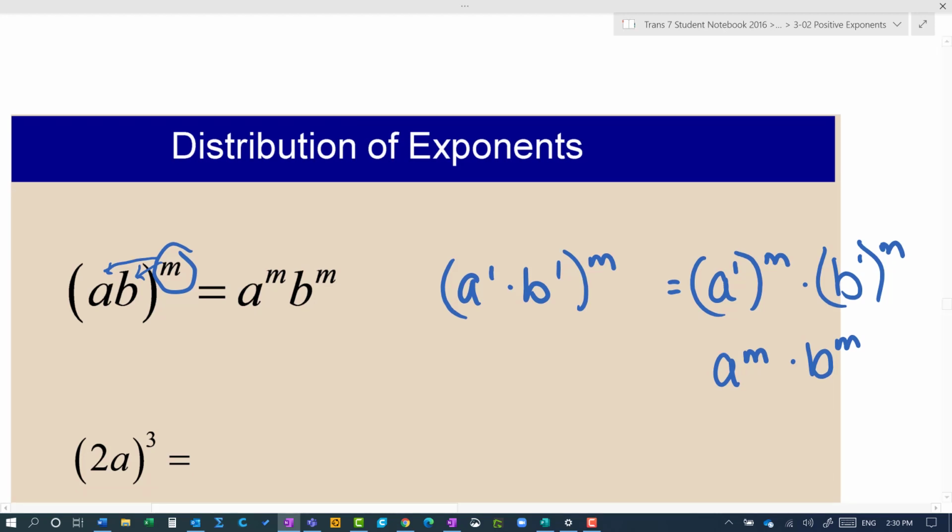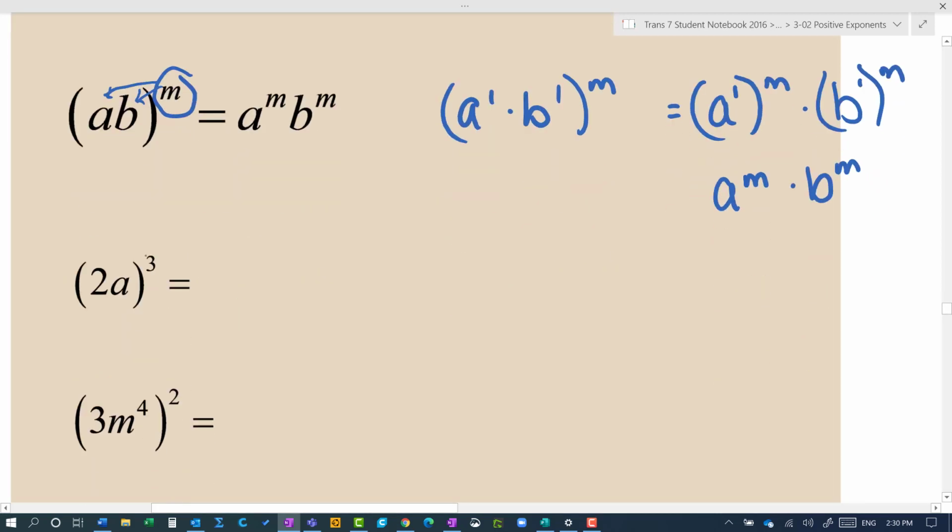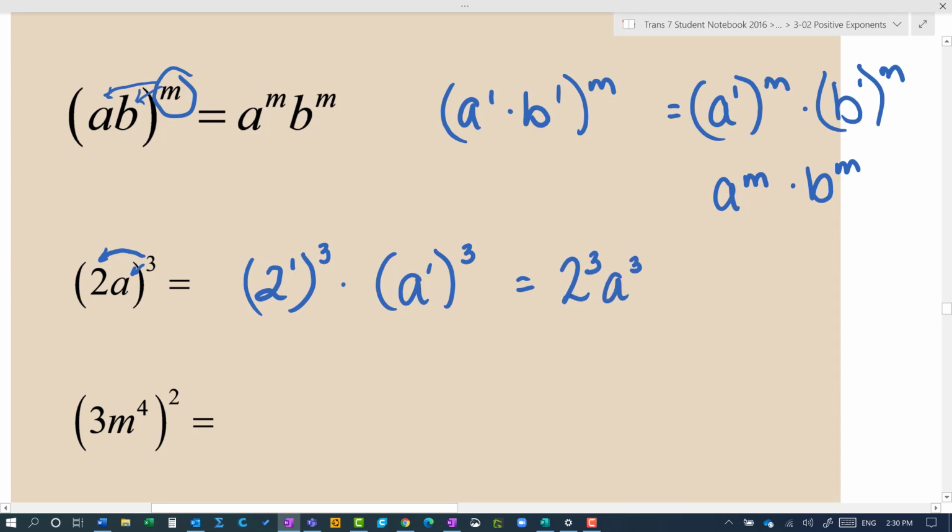In the next example, we're going to take the exponent of 3 and apply it to everything within the parentheses. So this is the same as taking 2 to the first power and raising it to 3, and multiplying that by a to the first power being raised to 3. So write down what you think that equals. You should get 2 to the third, a to the third, and remember when you have a number raised to an exponent, you should multiply it out. So the final answer would be 8a to the third.